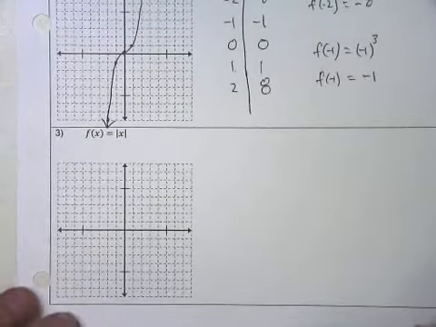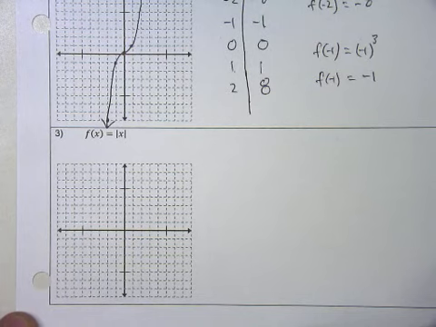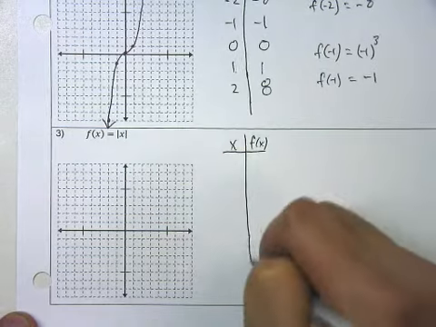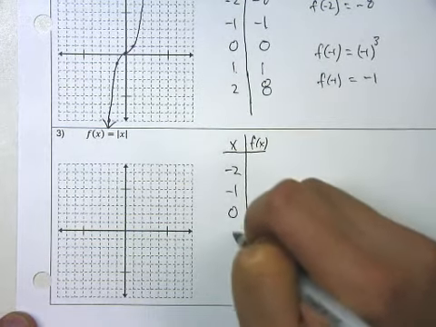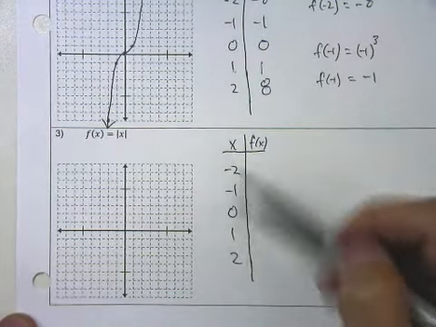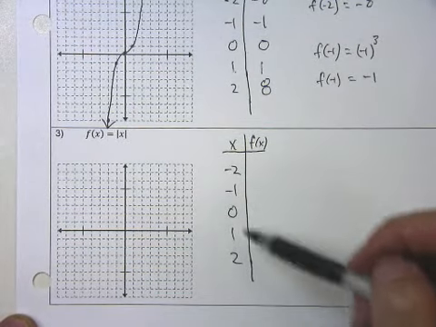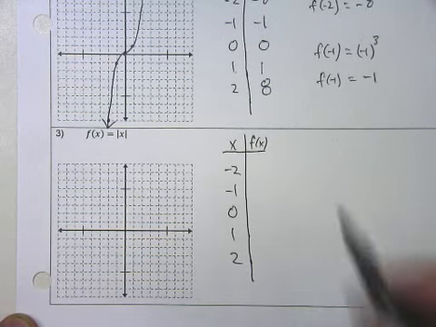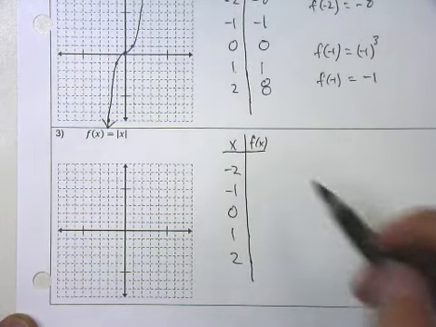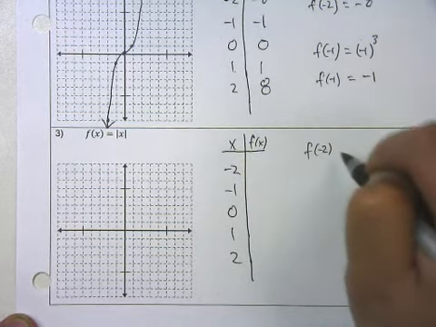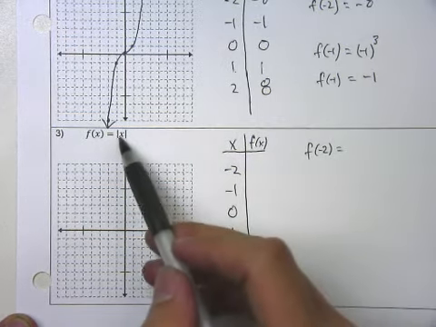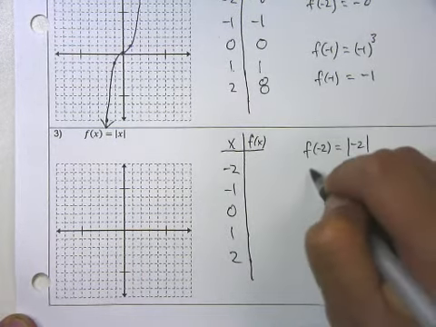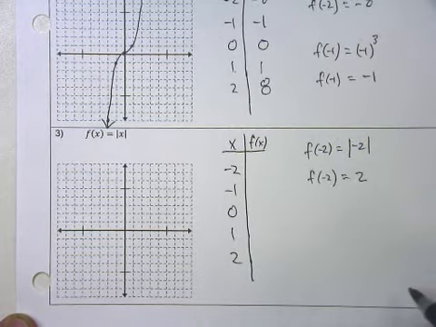We have f of x is equal to the absolute value of x. Let's do an input-output table, and let's use for our inputs negative 2, negative 1, 0, 1, 2. You can really choose any values you want, but these are just easy ones to use. Let's figure out what would be the output when my input is negative 2. Well, my output is going to be defined as the absolute value of my input, or in this case, the absolute value of negative 2, which is going to be 2.